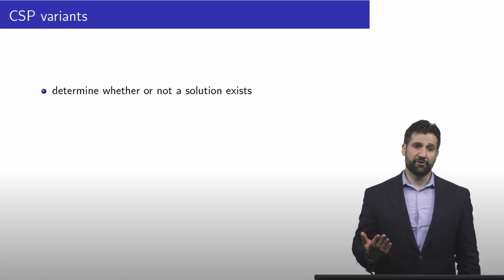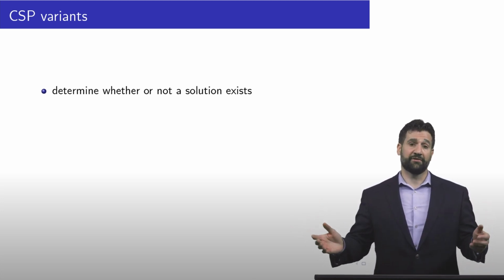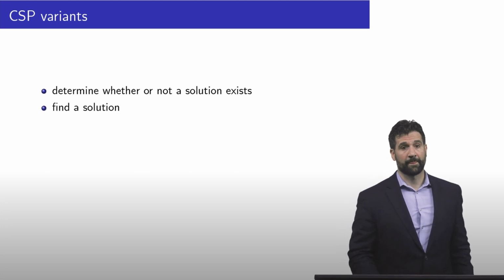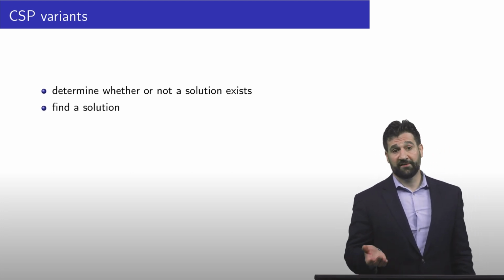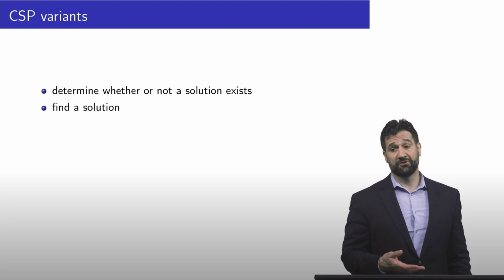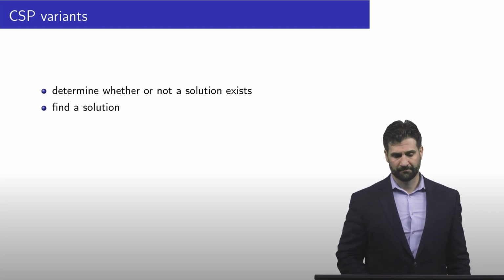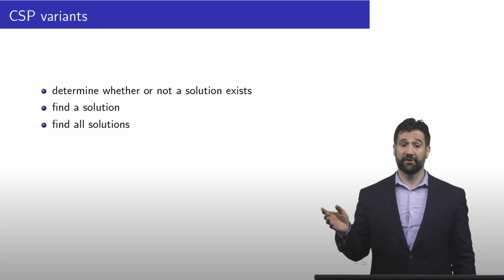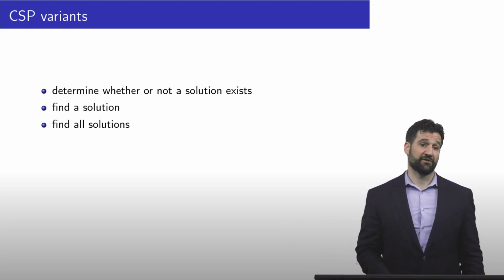We saw in an earlier lecture an example of a constraint satisfaction problem where there was no solution that could exist. The next would be finding a solution. So if there is a solution, can we return it? Finding all of the solutions. What are all assignments of the variables that satisfy the constraints?